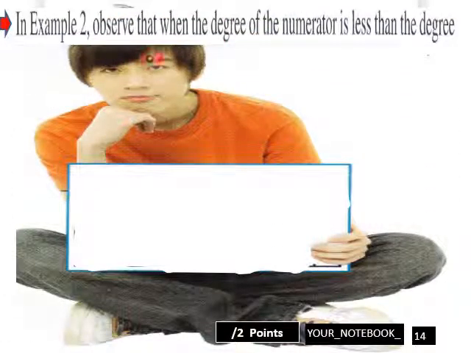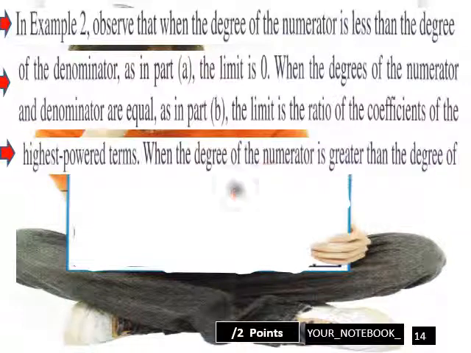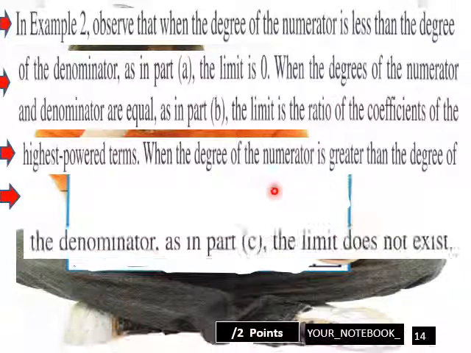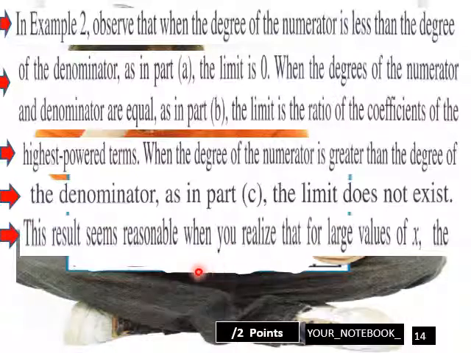In example 2, observe that when the degree of the numerator is less than the degree of the denominator, as in part A, the limit is 0. When the degree of the numerator and denominator are equal, as in part B, the limit is the ratio of the coefficients of the highest powered terms. When the degree of the numerator is greater than the degree of the denominator, as in part C, the limit does not exist. So we have 3 different conditions here to consider.